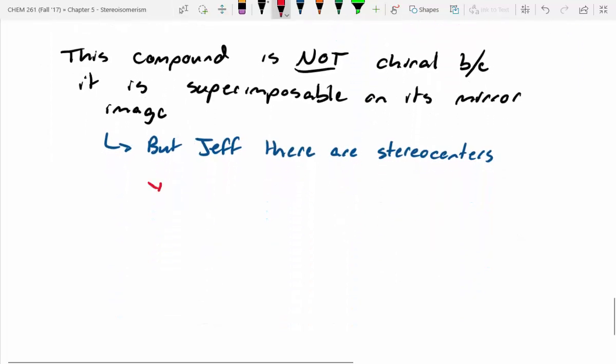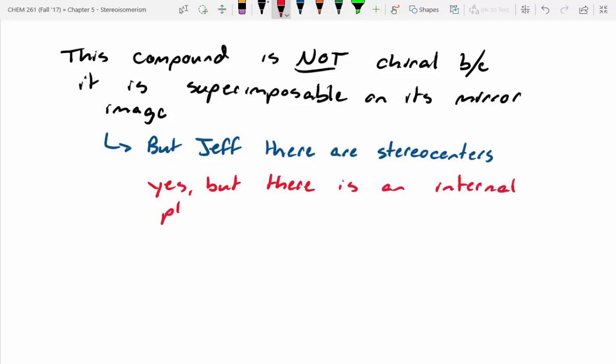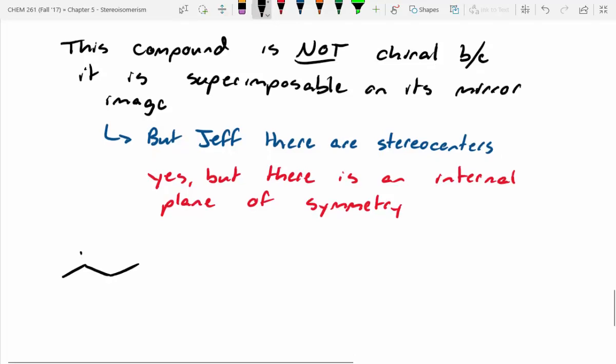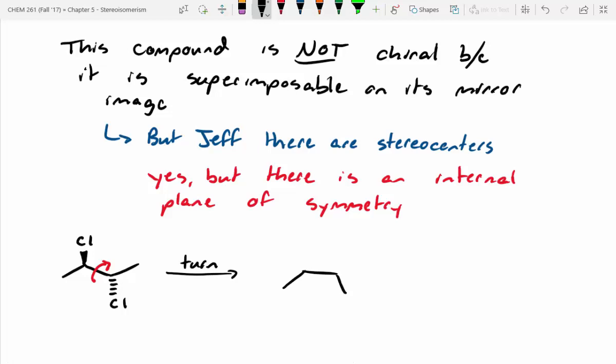So I would say yes, but there is an internal plane of symmetry. I'll show you guys what I mean by this with the internal plane of symmetry, and I'll redraw the molecule just to make it clear. What I'm going to do is imagine rotating this bond. We know sigma bonds can rotate freely in space from Newman projections. If I do that, this chlorine is still a wedge, but what happens to the other chlorine coming off right here? Will it be a dash anymore? No, it'll flip to a wedge.